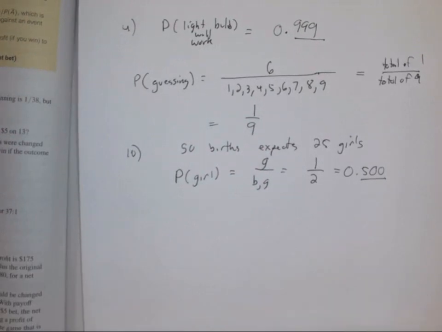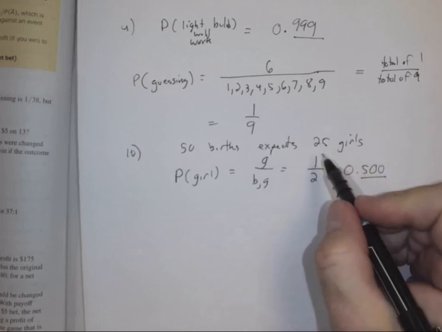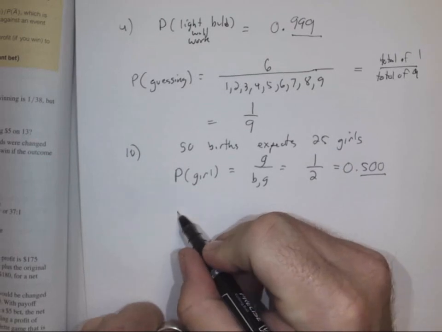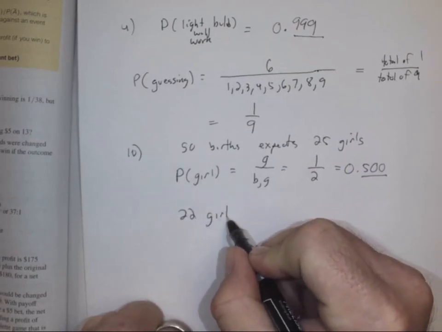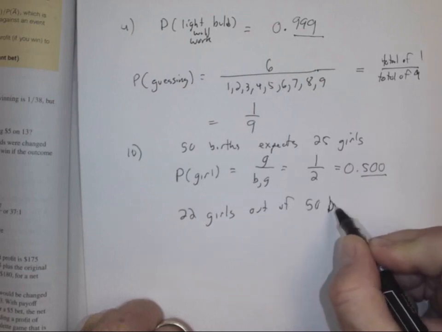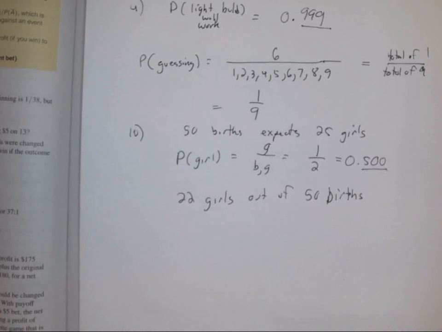So we know that in real life, it's not going to be exactly this, right? If I have 50 births, I know it's going to be pretty close. So the idea is, what's pretty close? What if I have like 22 girls out of 50? Is that significantly higher, significantly lower? You guys consider it's a little lower than what we expect, right?